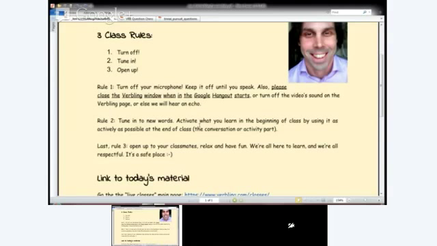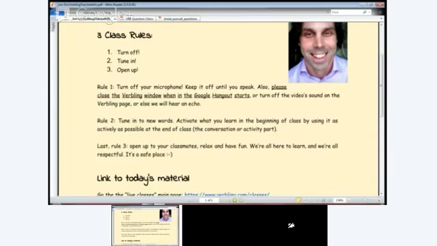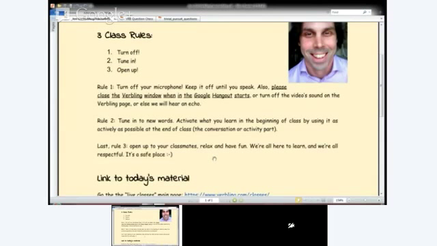And finally, hold on a second, I'm getting some noise in the background. Finally, open up. You can be relaxed and open and have fun because this is a safe, respectful place. And the more open you are, the more you speak and the more feedback I can give you to help you improve your English. Okay, so with that in mind, let's get started.